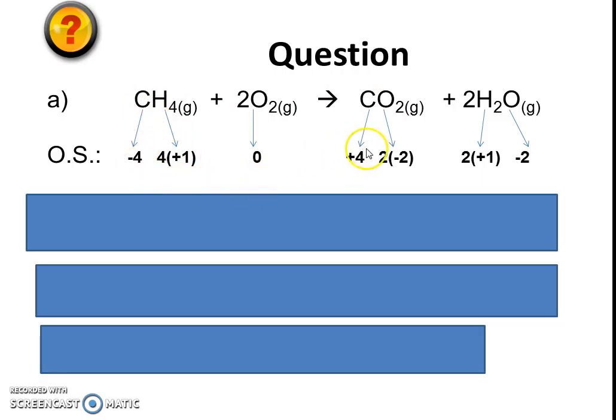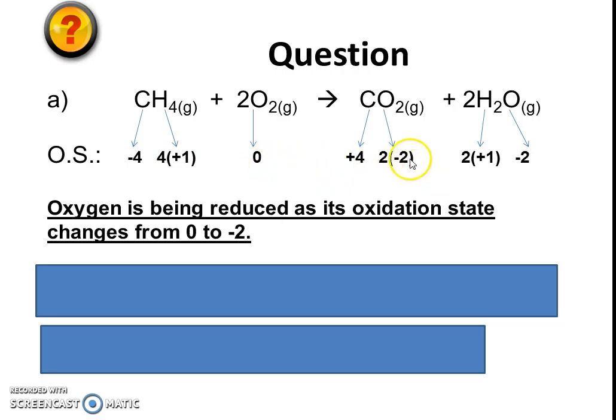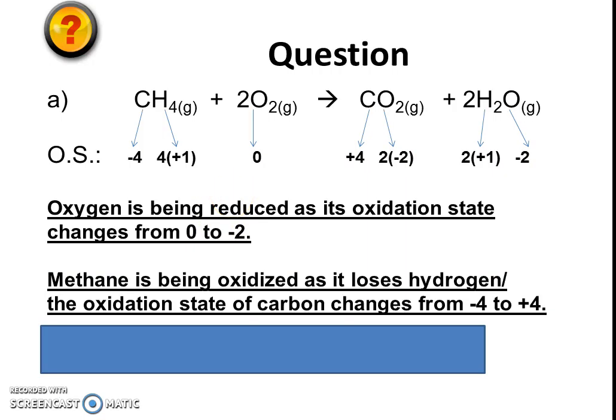Is there any change? So we start off with, do you notice anything about carbon? Do you notice anything about oxygen? We start off with oxygen. It is being reduced as its oxidation state goes from 0 to minus 2, which is consistent for both oxygen atoms. So there is a reduction in the oxidation state from 0 to minus 2. So let's talk about the next substance, which is methane. Methane is being oxidized. You can explain this from the carbon and hydrogen that make up methane.